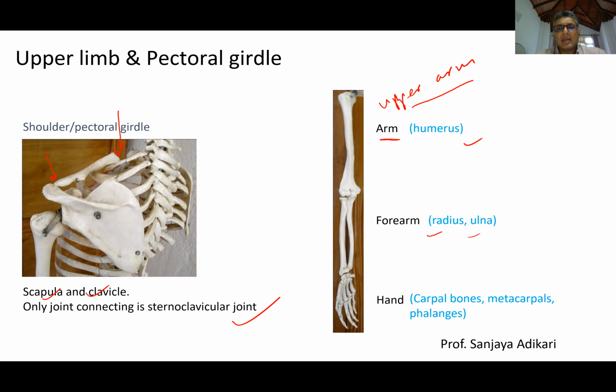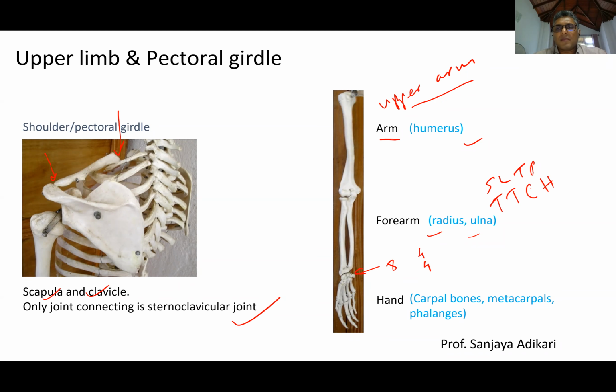Then when it comes to the hand, it has several parts. At the carpus, there are 8 carpal bones, 4 bones in each row. There's a proximal row and a distal row. Then you should know the names of the carpal bones. Proximal row from lateral to medial, it's scaphoid, lunate, triquetral and pisiform. Then in the distal row from lateral to medial, it is trapezium, trapezoid, capitate and hamate. So that's how you have the 2 rows.